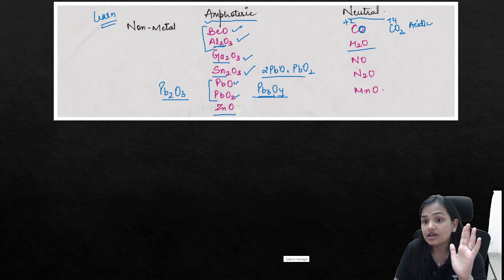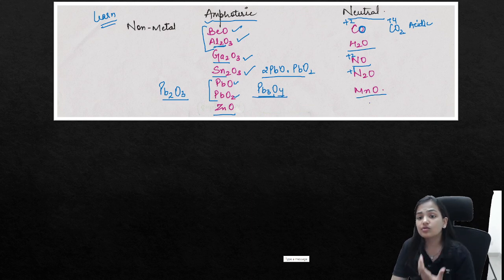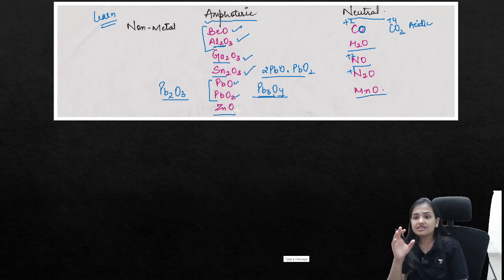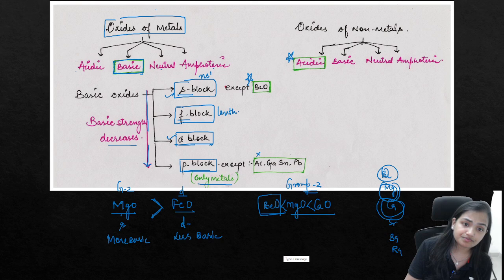Water is neutral. Nitric oxide, this is NO, where nitrogen is in its +2 oxidation state, is also neutral. N2O, where the nitrogen is in its +1 oxidation state, is also neutral, and the oxide MnO is also neutral. So only these are the few oxides, only the 5 oxides which are neutral. Okay, so in simple terms we understood the key point.